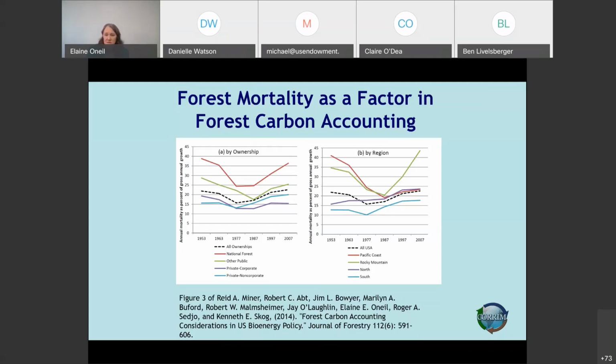And I think this is probably something Canada is grappling with, because they've had such a massive bark beetle outbreak in British Columbia, which is a major wood producing region. And now they're no longer carbon neutral because they lost so much of it to mortality.